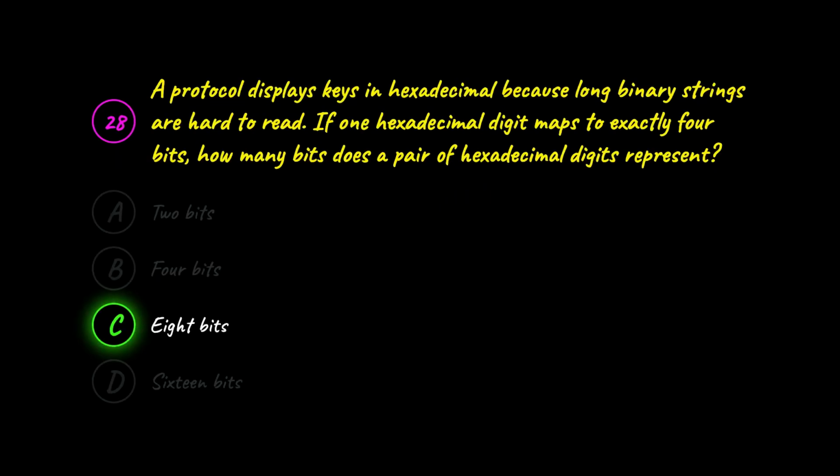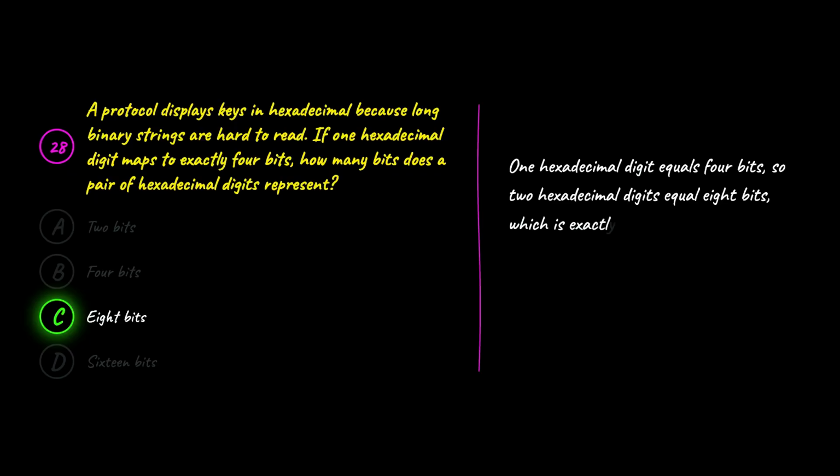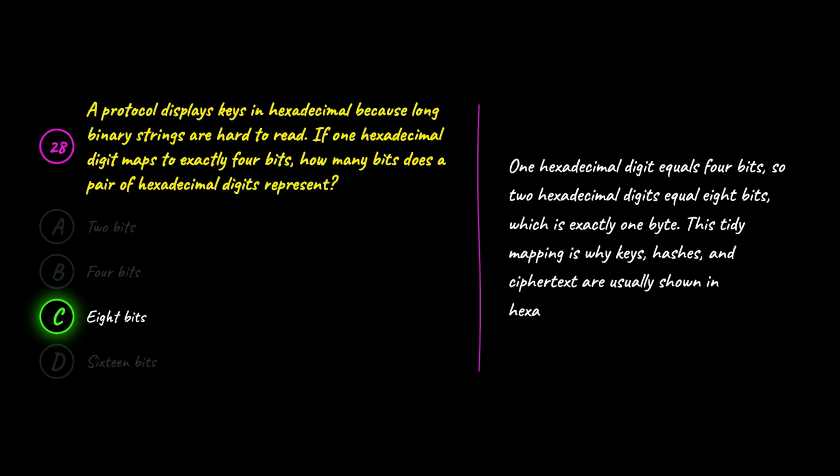The correct answer is C. 8 bits. C is correct because one hexadecimal digit equals 4 bits. So 2 hexadecimal digits equal 8 bits, which is exactly 1 byte. This tidy mapping is why keys, hashes, and ciphertext are usually shown in hexadecimal.